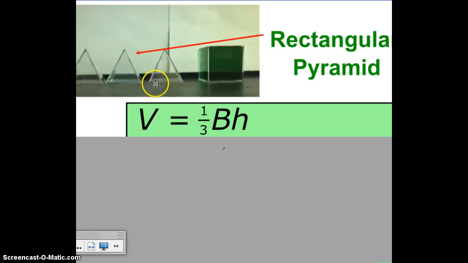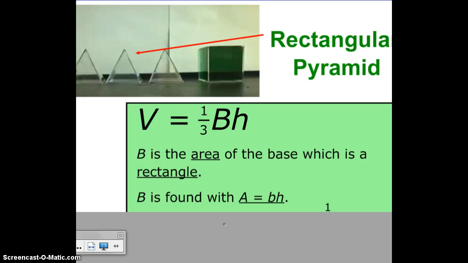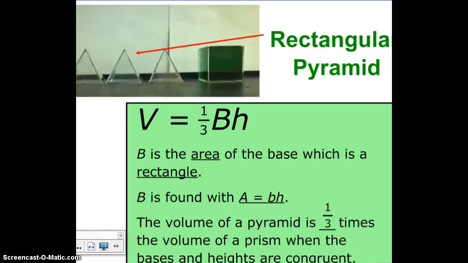Now as we look at our rectangular pyramids, again, these are called rectangular pyramids because the bases are rectangles. As you notice, your formula has a 1/3 in front of it. There are 3 pyramids that go into the prism. The capital B, again, is the area of the base, which for these shapes is a rectangle. The capital B is found from finding the area of the base. So for a rectangle, that formula is base times height.